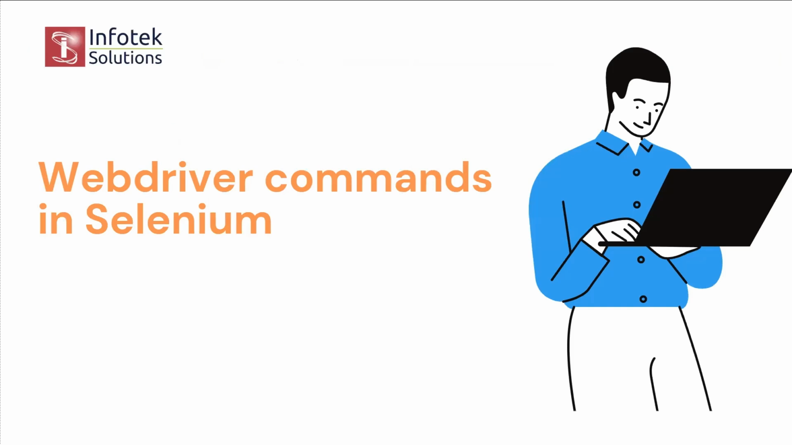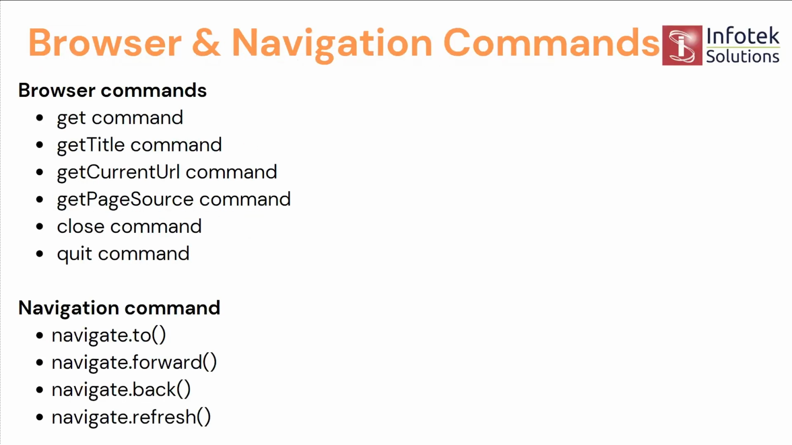In the browser commands, you have different commands like the get method, get title, get current URL, get page source, close command, and quit command. These commands are used to perform different operations. The get command is used to pass the URL, the website URL, to the browser. Get title helps you to get the title of the current page. Get current URL helps you to get the URL of the current page. Get page source helps you to get the source of the current page.